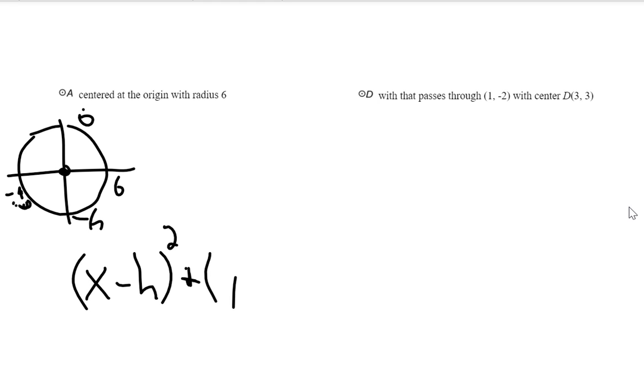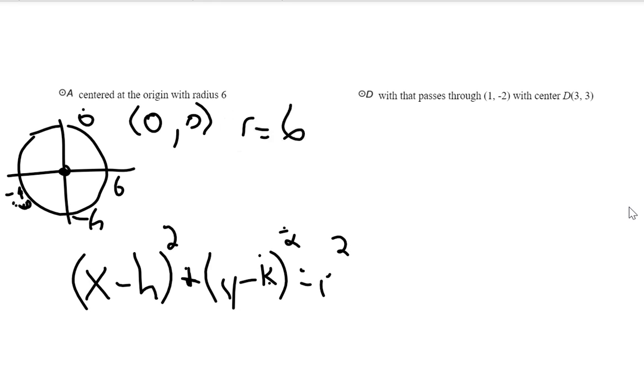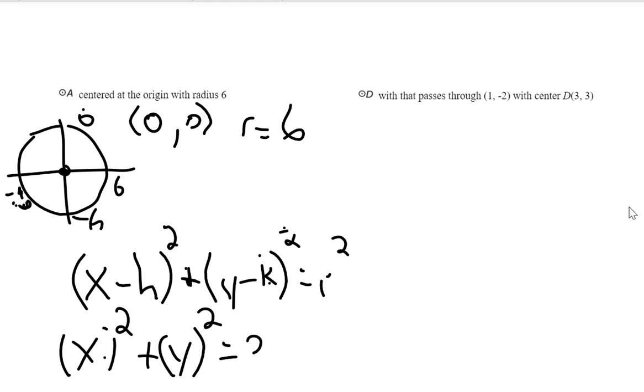So I could look at these and I can solve that. My center point, the origin, is going to be 0, 0. My radius is 6. If I plug these in, I'll have x minus 0, which I won't even write, so I'll have x squared plus y minus 0, which is going to be y squared, equal to my radius squared, which is going to be 36. Boom. Simple enough. That's my equation of a circle.